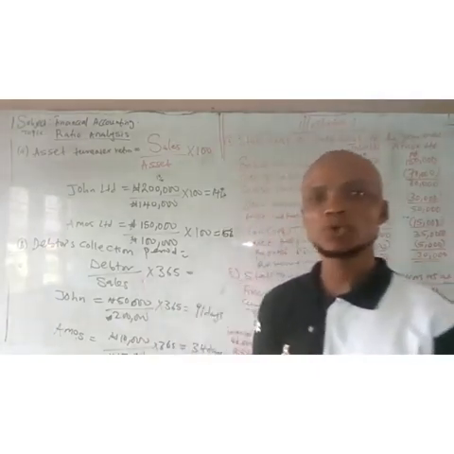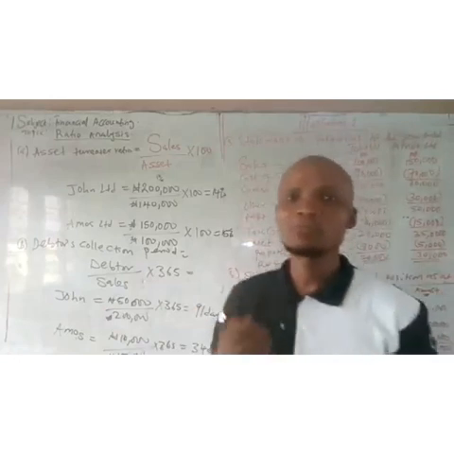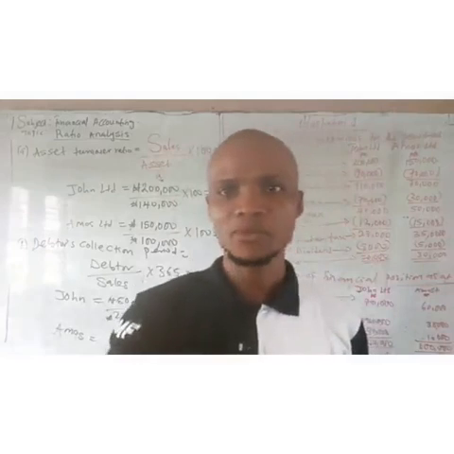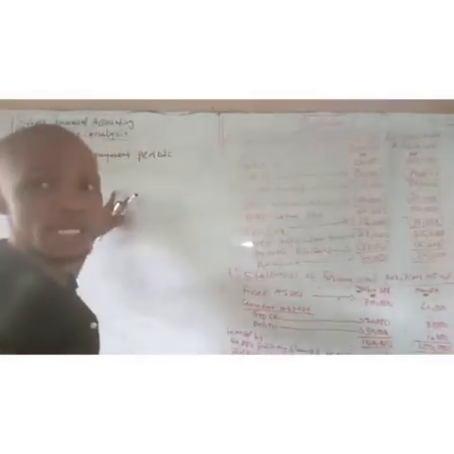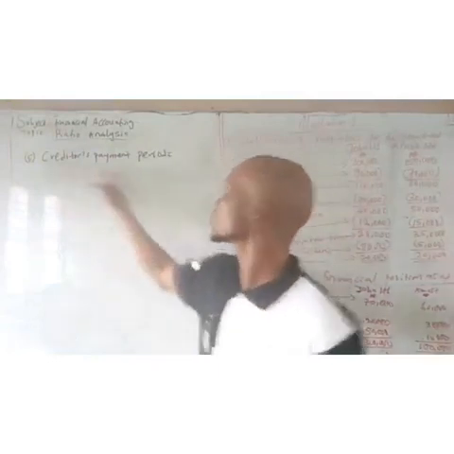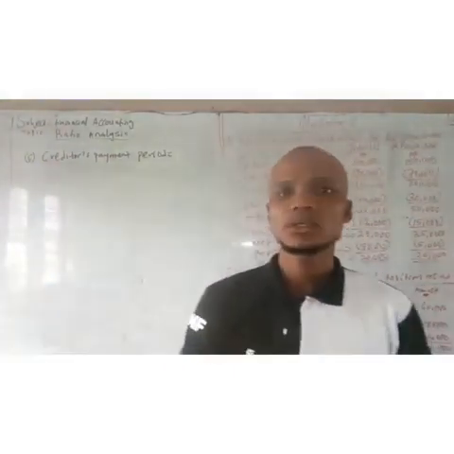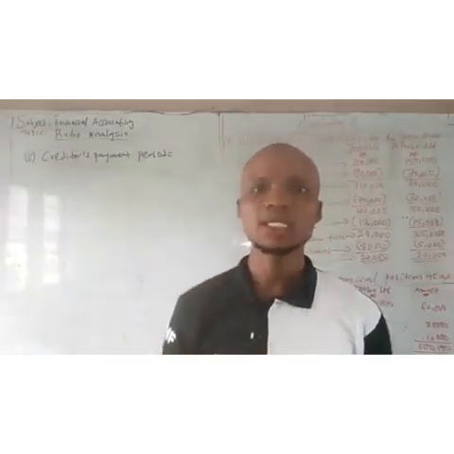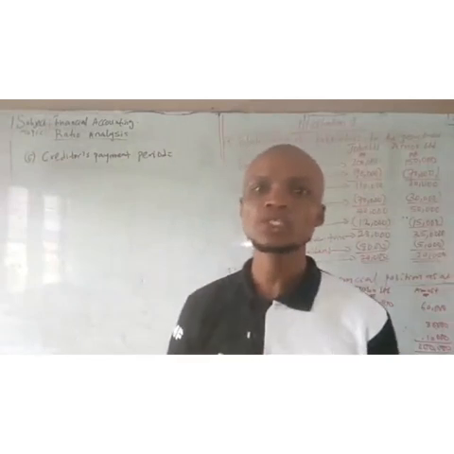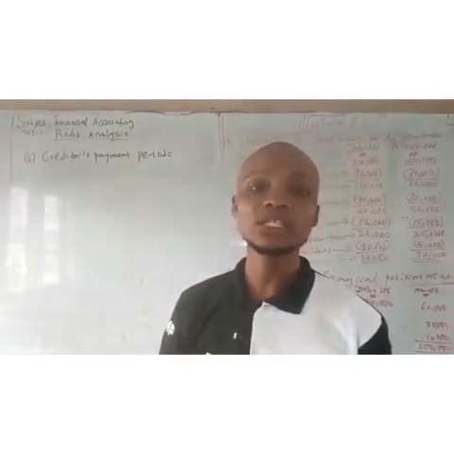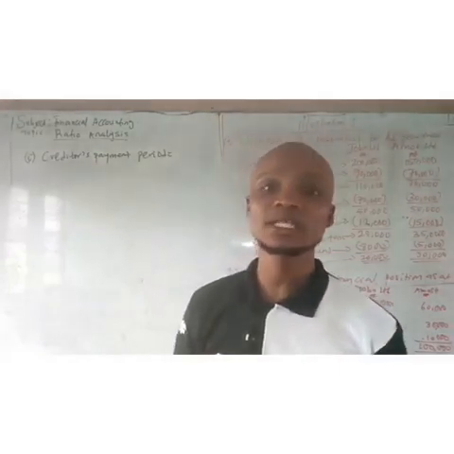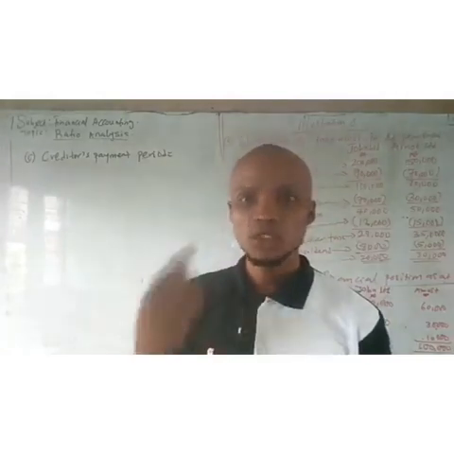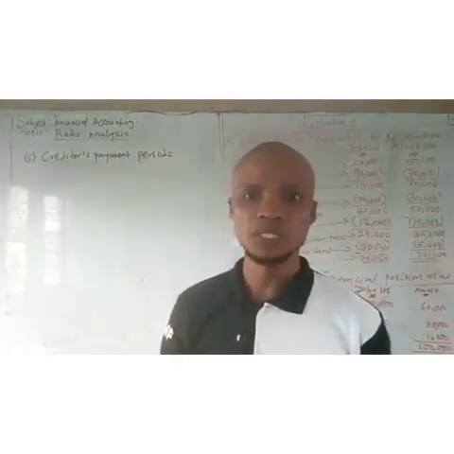Now let's look at the next one, which is what? Creditors collection period. Sorry, creditors payment period. Alright, we are going to be looking at creditors payment period. Creditors payment period is computed in order to determine the number of days that it takes a company to pay the suppliers of raw material, and the formula is creditors divided by credit purchase times 365 days. But in a situation where there is no credit purchase, you can make use of cost of sales.